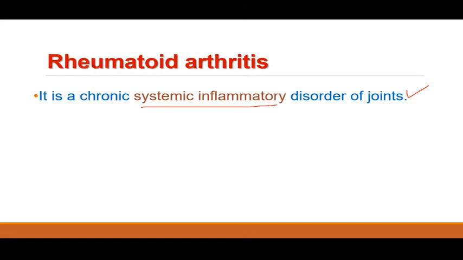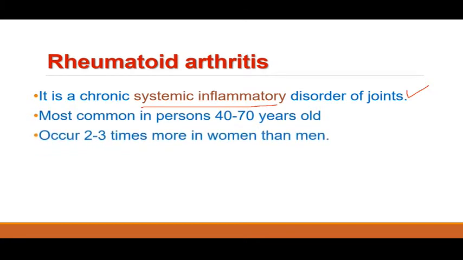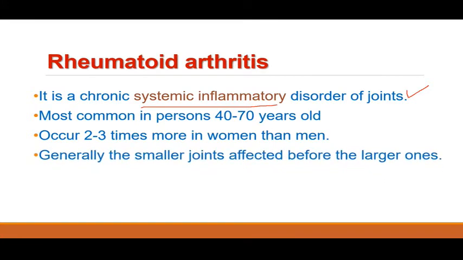It is most common in persons between 40 to 70 years old and occurs 2 to 3 times more in women than men. Generally, the small joints like metacarpophalangeal and interphalangeal joints are affected before the larger joints.